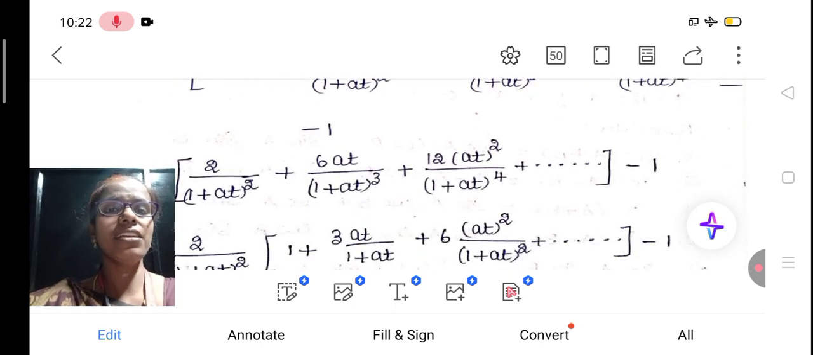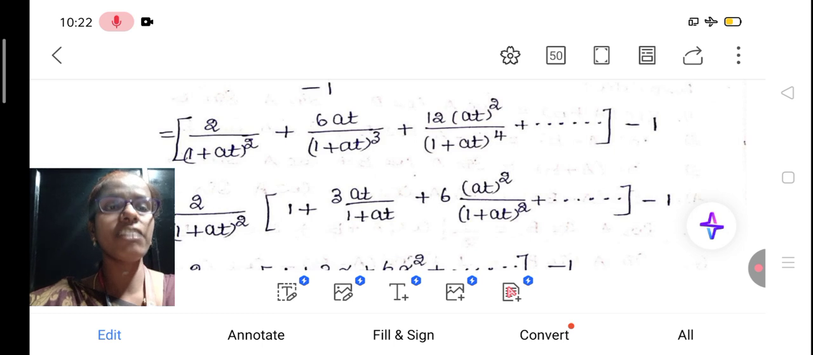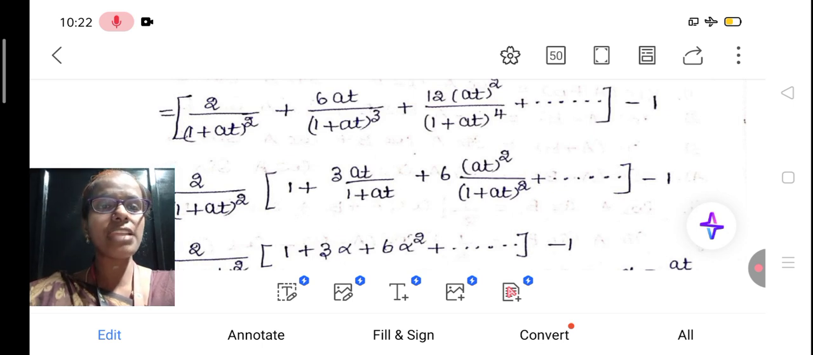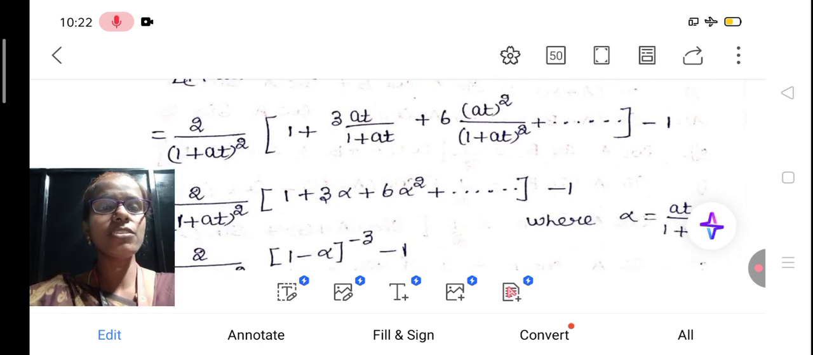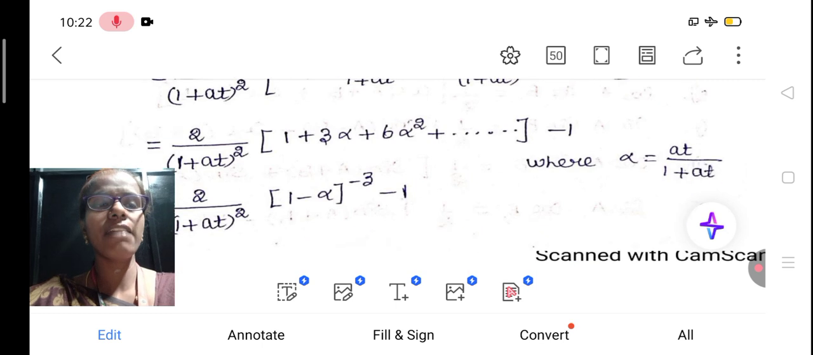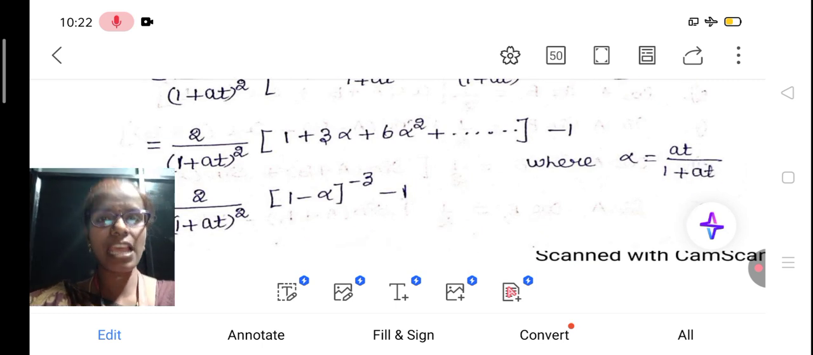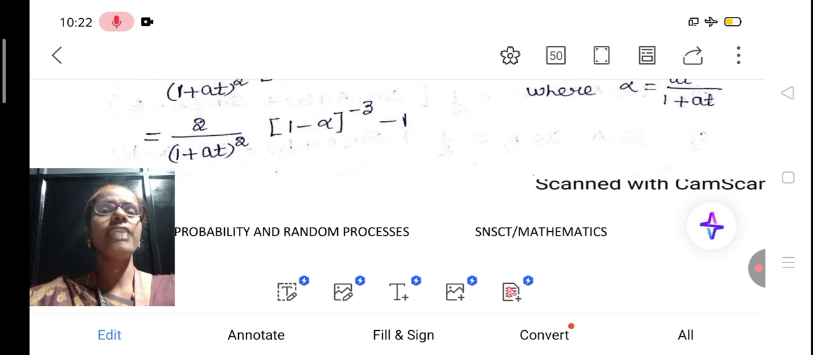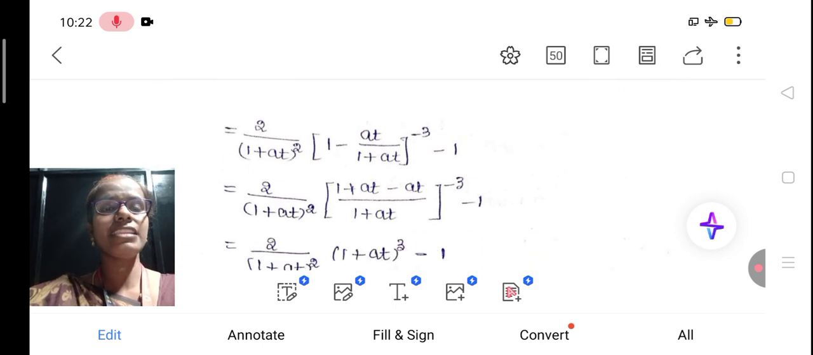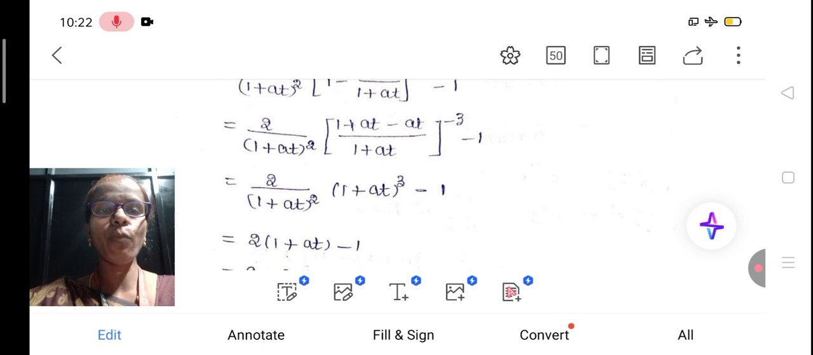And the next thing, just take the common terms in the first bracket, which is 2 by (1 plus at) the whole square, the remaining is 1 plus 3 at by 1 plus at, and 6 into (at) square by (1 plus at) the whole square, then minus 1. You can take the substitution alpha as at by 1 plus at, so we get 1 plus 3 alpha plus 6 alpha square plus etc, then minus 1. So we can write the first thing as (1 minus alpha) the whole power minus 3, and just replace the alpha value here and take LCM. After that you can cancel at minus at. Finally we get 2 by (1 plus at) the whole square into (1 plus at) the whole cube minus 1.